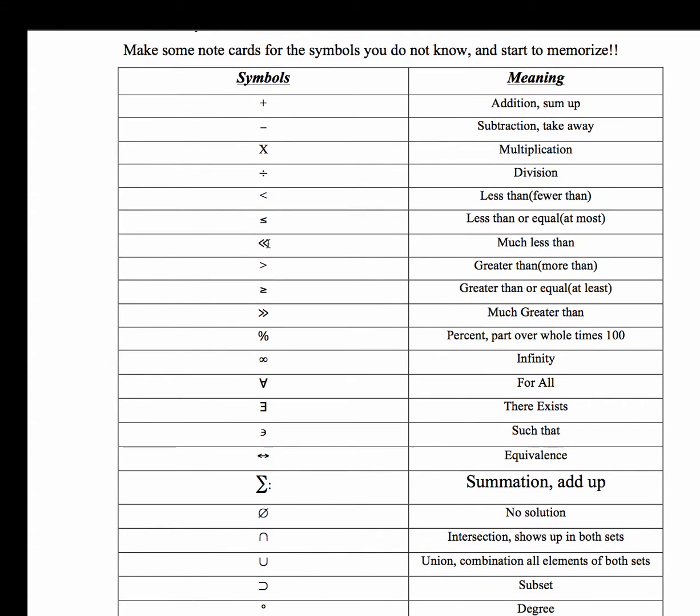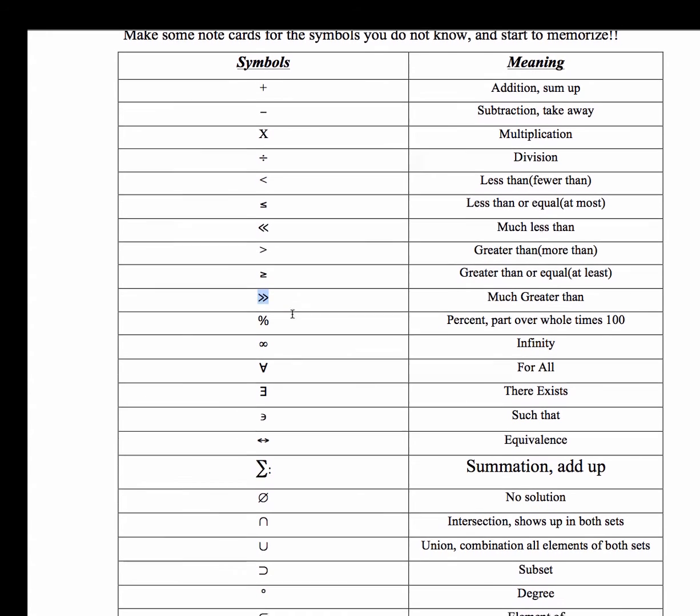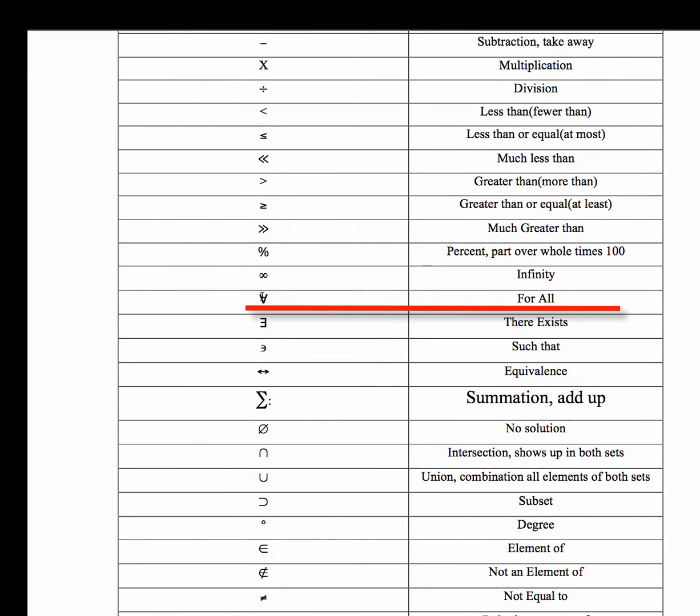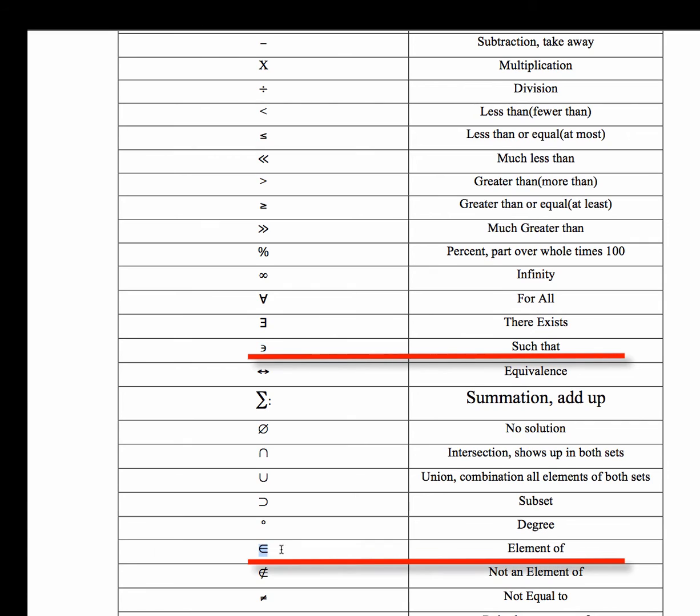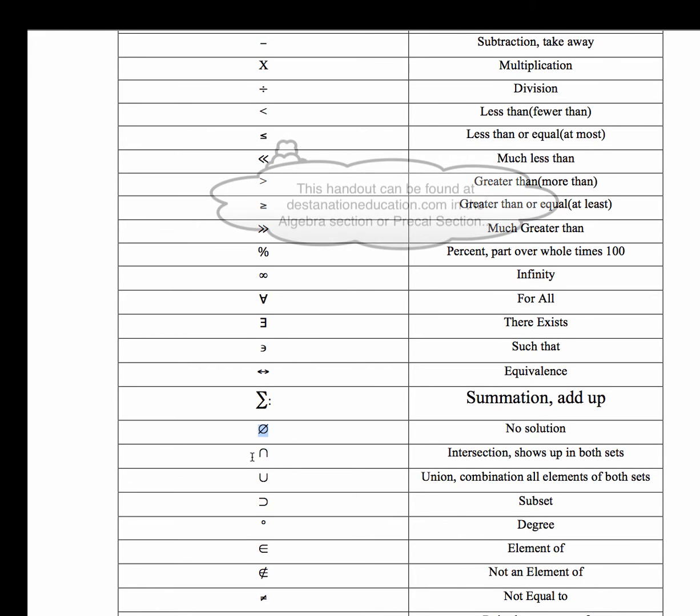All right, so we know most of these basic symbols. This one means much less than, and this might be a new one for you. Or if it's the other way, it'd be much greater than. Let's see. This one is used quite a bit. It means for all. This means there exists. Typically, there's a comma following this one. This means such that. If you flip it around the other way, it means element of. Okay, this indicates equivalence. This means add everything up. This means that it's not possible, no solution.